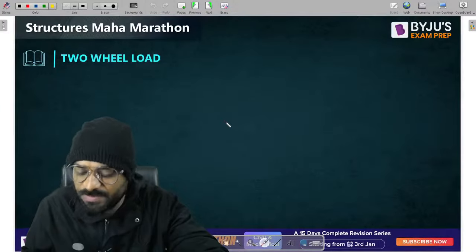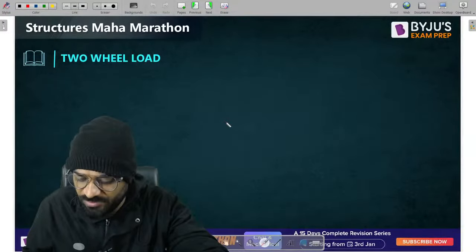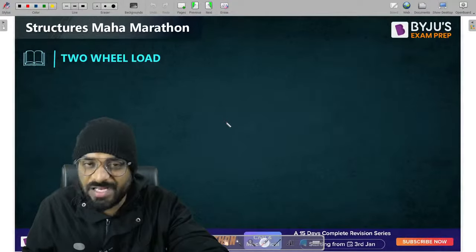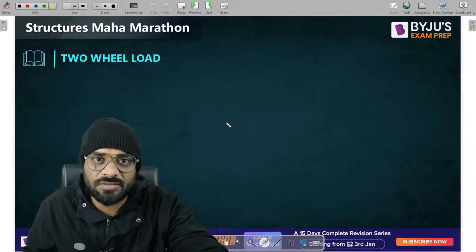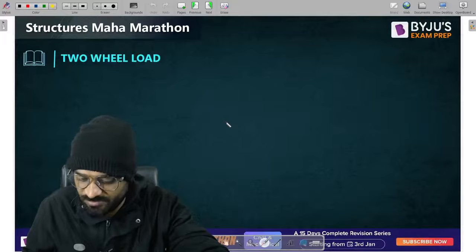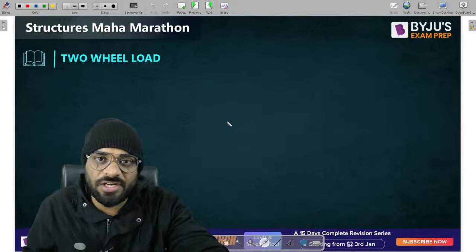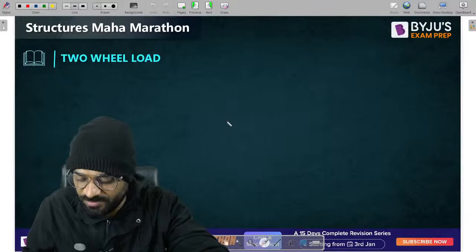Dynamics in the structure part, I think I have already covered it. Praveen, we have covered it. The dynamic portion, meaning free vibration and forced vibration, we have already done. Free and forced vibration is already done in the structural analysis part, Praveen.